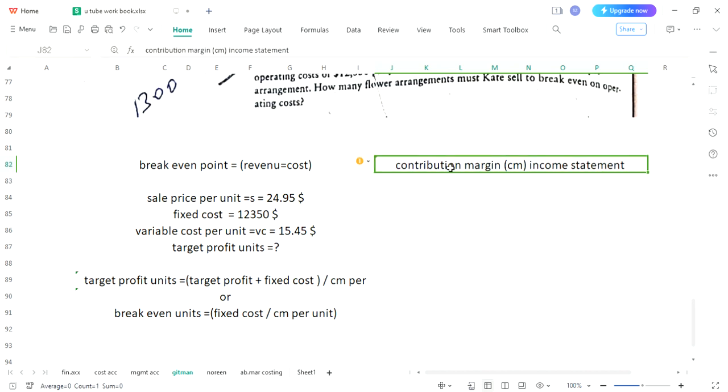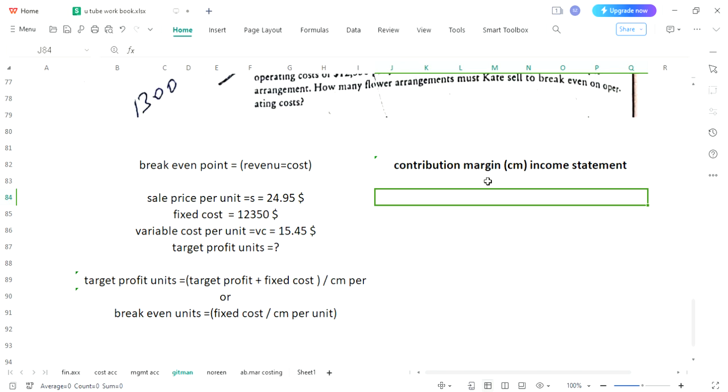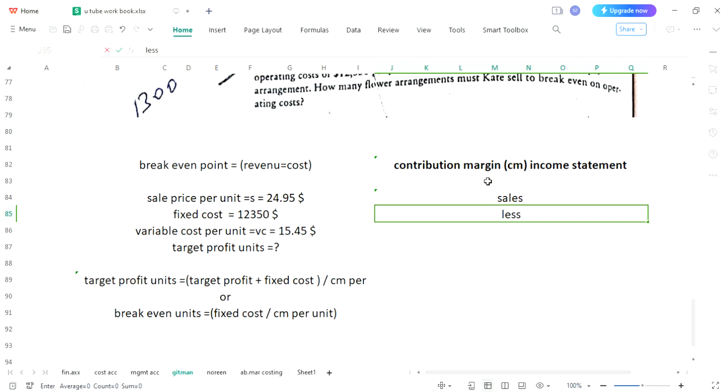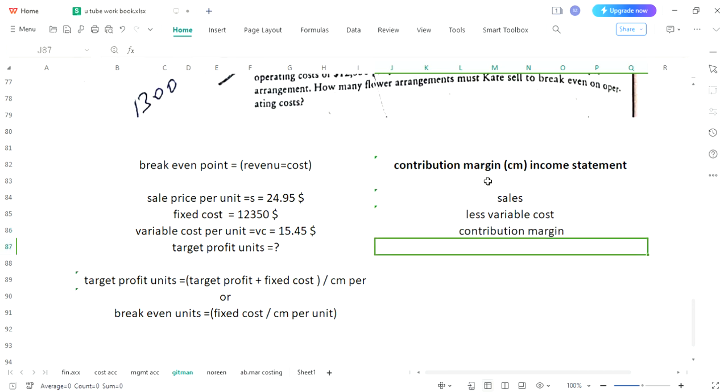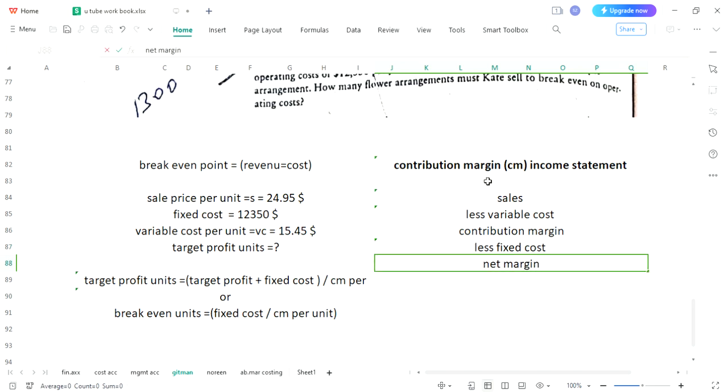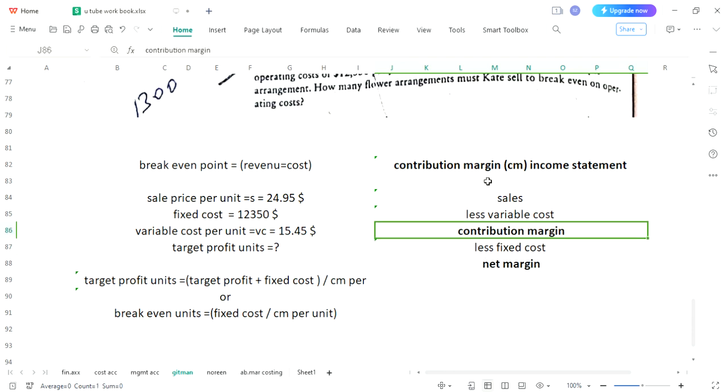Okay, this would start with your sales, and then you will subtract your variable cost. You will get contribution margin, and then again you will subtract your fixed cost, with which you will get your net margin. So here you have calculated two main things, contribution margin and net margin.